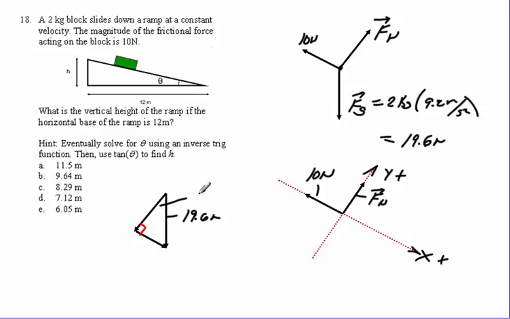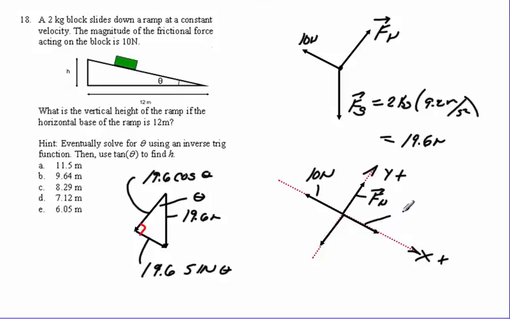I will make this into theta. We do not know what theta is. Now, if this is theta, these 2 thetas are going to be the same. So right now we know this value is 19.6 cosine theta, and we know this value is 19.6 sine theta. So I bring those in here. I will label this as 19.6 sine theta, and I will label this as 19.6 cosine theta. Alright.